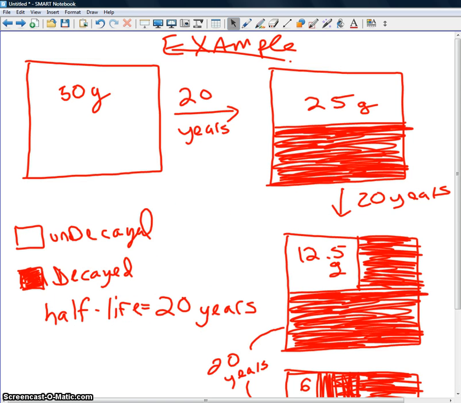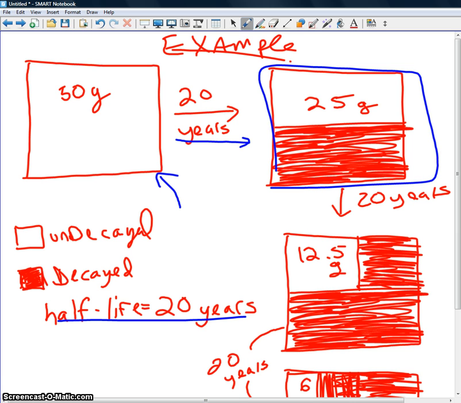To see what we're talking about as an example, imagine that we have a 50-gram sample of undecayed stuff and that it has a half-life of 20 years. If we sit around and wait for 20 years, we will see that half of it will have gone away. Half of it will have decayed, turned into something else, while the other half will remain undecayed. And so it goes from 50 grams to 25 grams in one half-life, which is 20 years in this example.